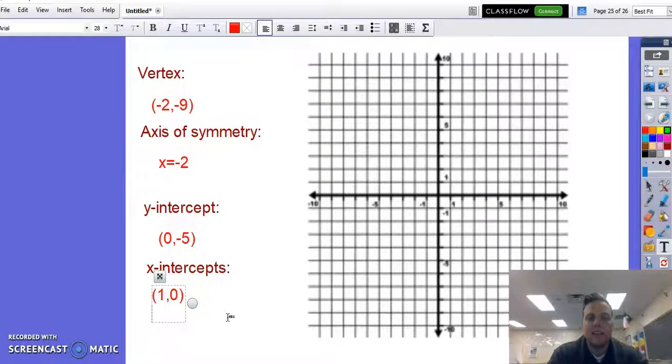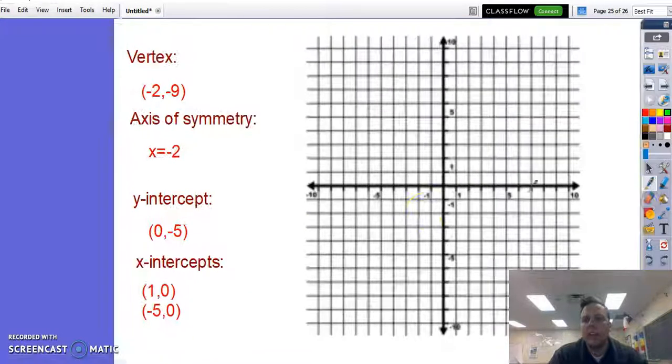Notice, I put these in parentheses because these are points. You've got to make sure you're doing that. Put them in parentheses and make sure you're including the x value and the y value. And on an x-intercept, that's where I cross the x-axis, so we know the y value should always be 0. That's why I set it equal to 0. Now, I have all the information I need to graph.